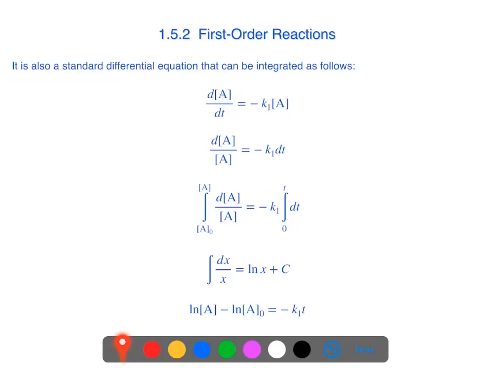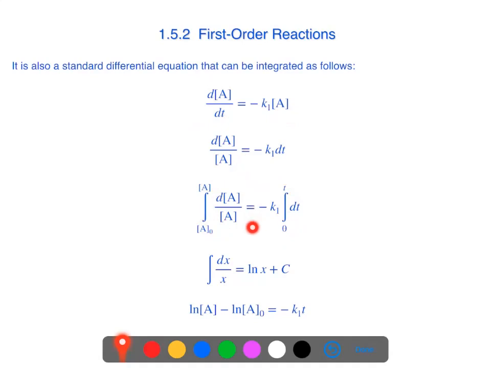This is also a standard differential equation that can be integrated as follows. So if we take that differential equation, we multiply both sides by dt, so we end up with K1 dt on the right-hand side. And if we divide both sides by the concentration of A, we end up with dA over A on the left-hand side. Now, if we integrate both sides with respect to the same limits we saw for the zeroth order reaction, we have A naught to the concentration of A at some time t, and t equals 0 to some time t.